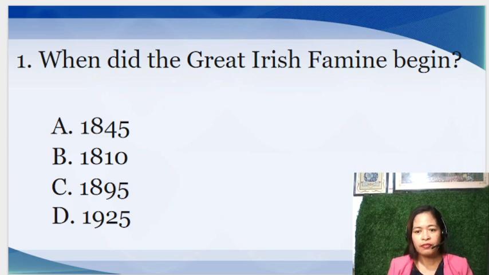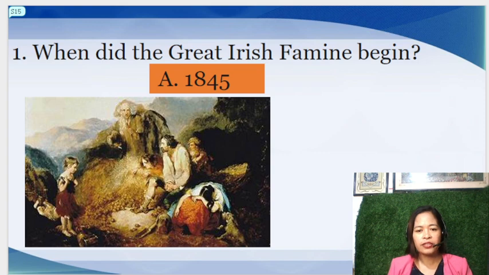A. 1845, B. 1810, C. 1895, and D. 1925. The answer is letter A. It's 1845. The Great Irish Famine began in 1845. It was the Irish potato famine, also known as the Great Hunger. It began in 1845 when a mold known as Phytophthora infestans caused a destructive plant disease that spread rapidly throughout Ireland. The infestation ruined up to one half of the potato crop that year and about three quarters of the crop over the next 7 years.